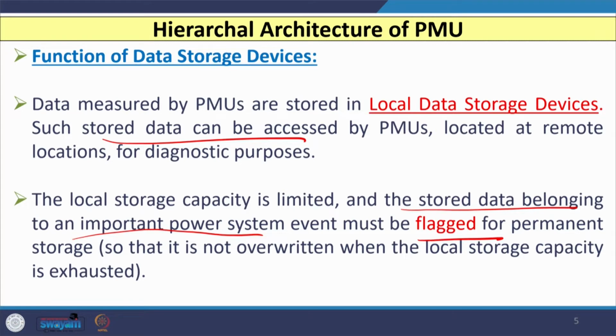So, important information or an important event can be flagged so that it can be stored permanently, whereas the remaining data can be exhausted and replaced by the new data that is available.